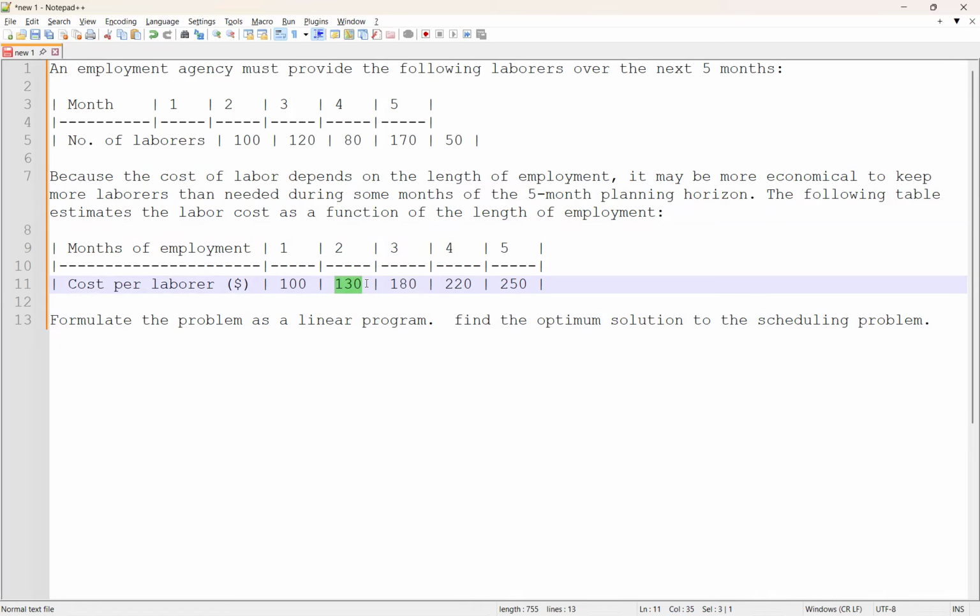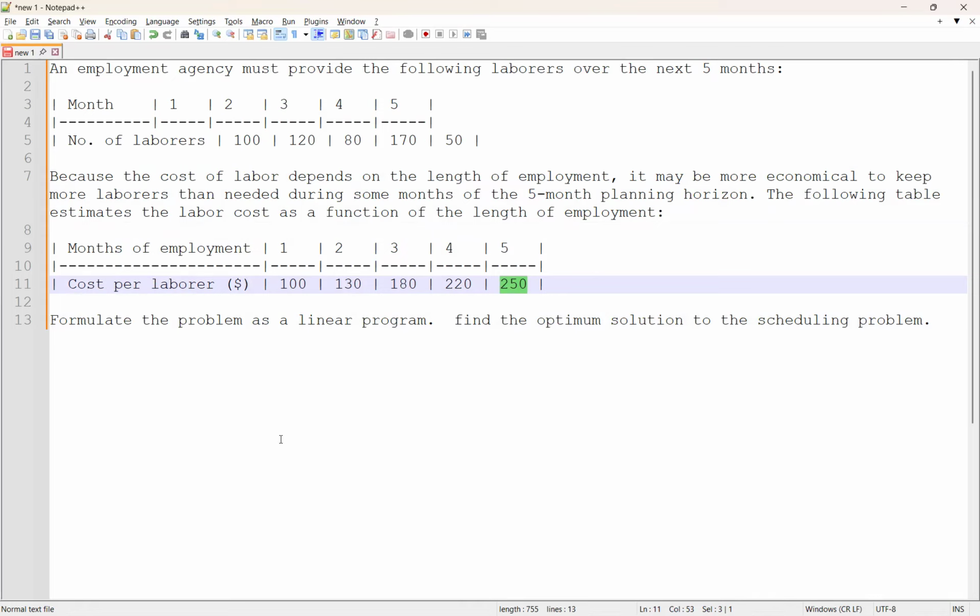So if you see, if you are hiring for 1 month, it is 100. For 2 months, it is 130. For 3 months, it is 180. For 4 months, it is 220. And for 5 months, if you are hiring, it is 250. So if you are employing one person for 5 months, your cost is 250. Initially itself we hire and the cost is 250.